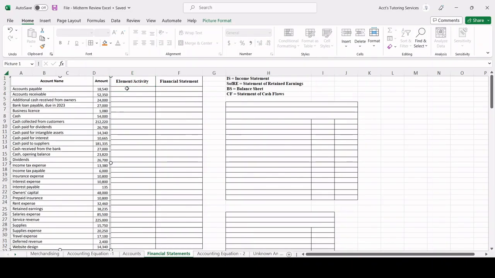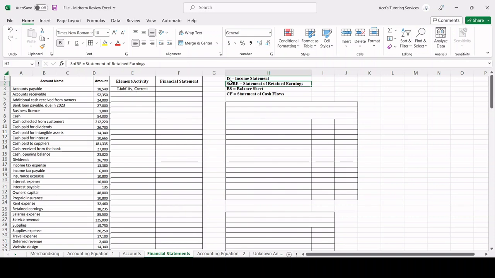So accounts payable is simply a liability, and it's going to be current. And this goes on to the balance sheet. So IS is income statement, S of RE is going to be statement of retained earnings, BS is going to be balance sheet, CF is going to be the statement of cash flows. So this is going to be the balance sheet.